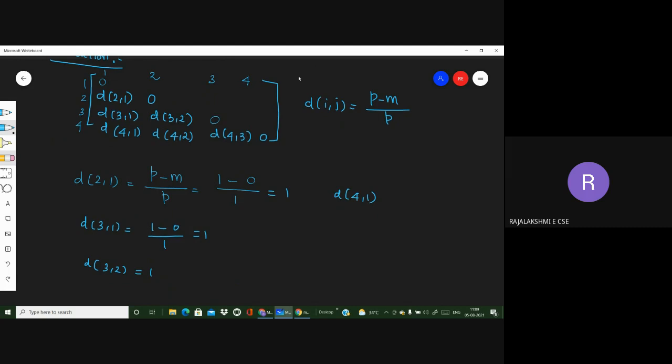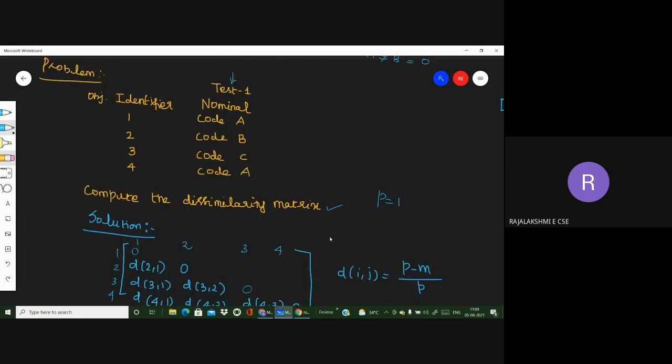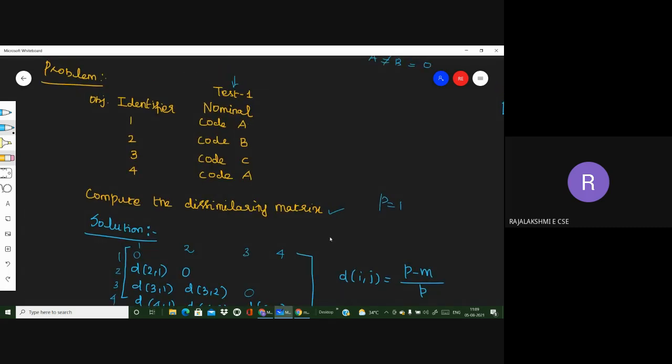4 comma 1 to calculate, 4 க்கும் 1 க்கும் பாருங்க, both are A and A. இந்த பேஷண்ட்டுக்கும் ஒரு டெஸ்ட் ரிசல்ட் A வந்திருக்கு, இந்த பேஷண்ட்டுக்கும் டெஸ்ட் ரிசல்ட் A வந்திருக்கு, கரெக்டா? அப்படின்னா ரெண்டு பேருக்கும் ஒரே வியாதி, கரெக்டா? எஸ் ஆர் நோ? Yes, ma'am.